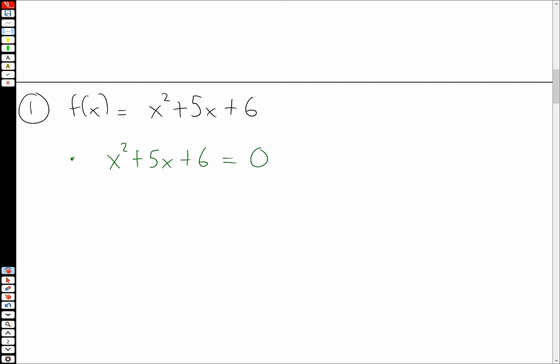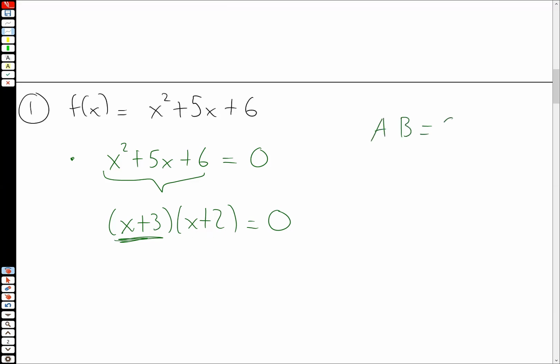If you can factor your quadratic equation, you're really in a good spot, and it's really the most efficient and fast way of finding the zeros. Now notice this quadratic function here factors really nicely into x plus 3 times x plus 2. Okay. And now that we have it factored, we can use the zero product property. Remember, if 2 numbers multiply to 0, then that means that one of them has to be 0.